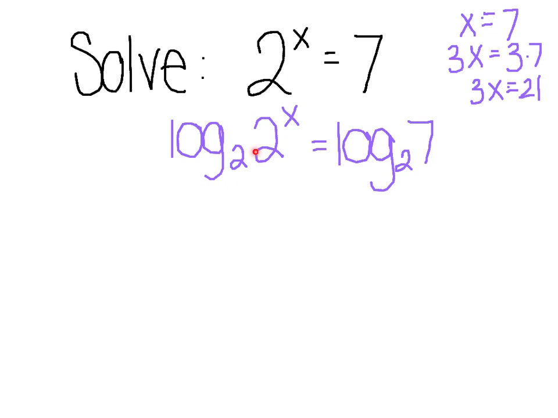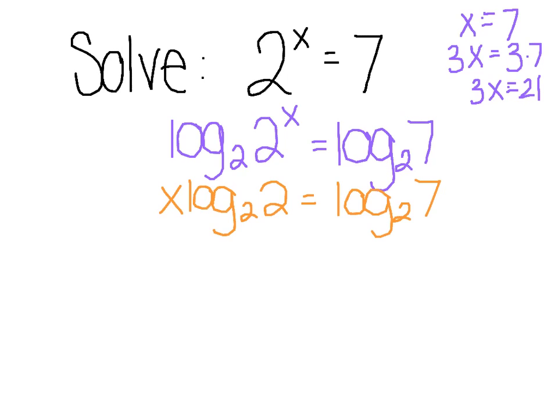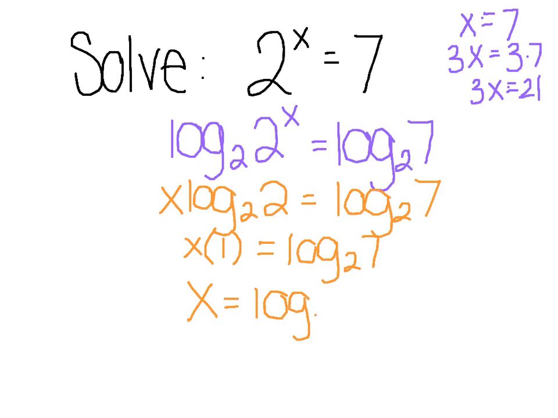Because this log base 2 is the same on both sides, I'm really not changing the value of this original equation. But it does allow me to work with it more, because log base 2 of 2 to the x is the same thing as x times log base 2 of 2. Of course, we can't do anything with log base 2 of 7. But this gives you x times 1 equals log base 2 of 7. So we know x, which is what we're trying to solve for, is log base 2 of 7.